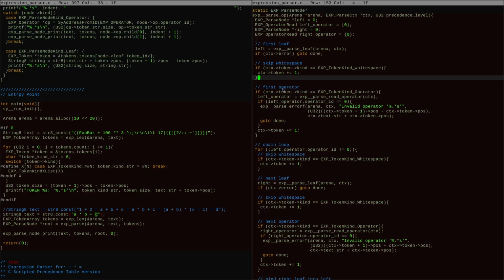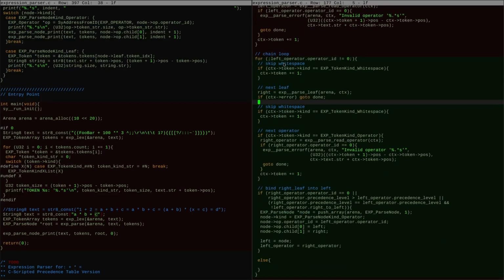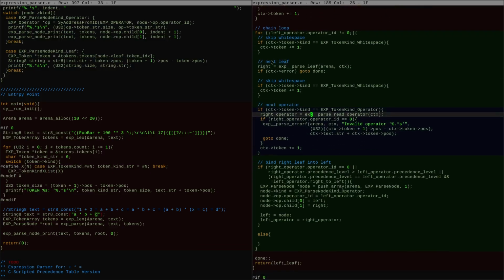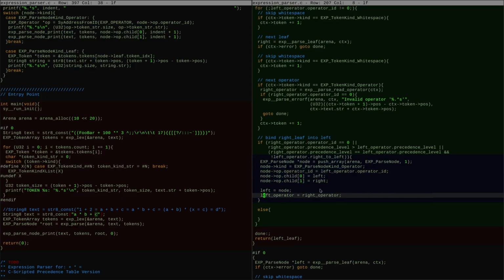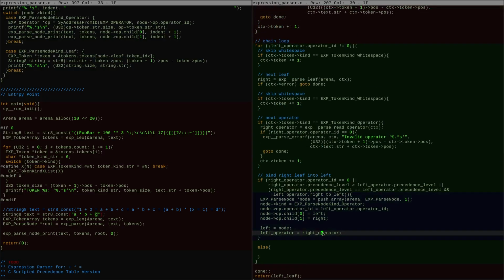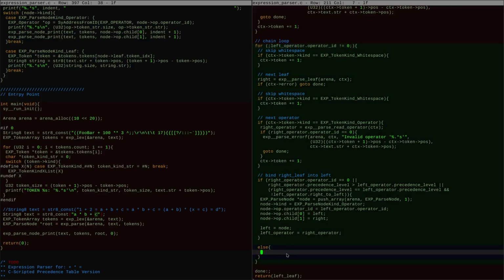You get your first leaf, your first operator, then you begin this chain where you get another leaf and another operator, and if you couldn't get another operator, then that ends the chain because the empty operator gets shifted into the left operator slot or whatever variable, and then this stops the loop, right?